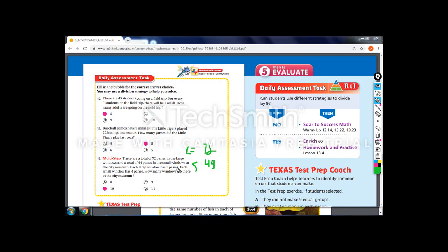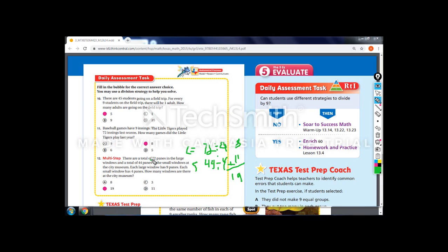Each large window has 9 panes, so I divide the large ones by 9. And each small window has 4, so I divide that by 4. So I get my answers. 72 divided by 9 is 8, because 8 times 9 is 72. 44 divided by 4 gives me 11. And then my next step, I add those 2, and that gives me a total of 19. So that's how we solve this one.